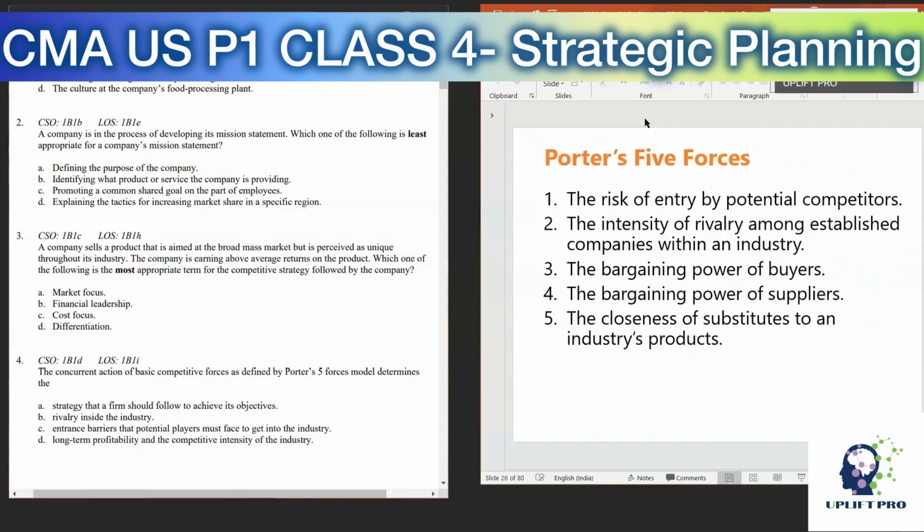See, one of the Porter's 5 forces. What about the others? Any other responses? Yes, B is also one of Porter's. It could be B also. So which one will it be? You think it is D. Okay, it could be B also because of rivalry in the industry.